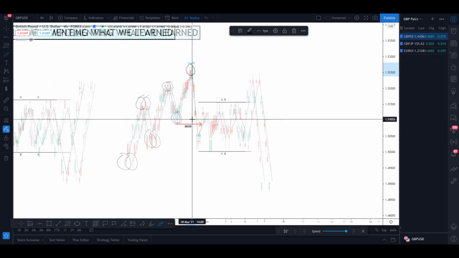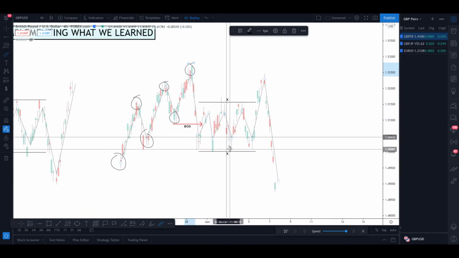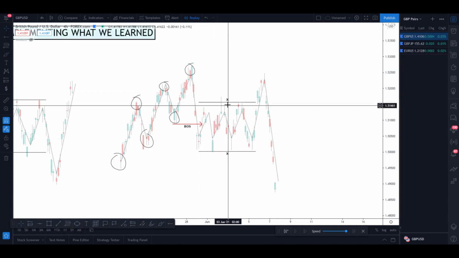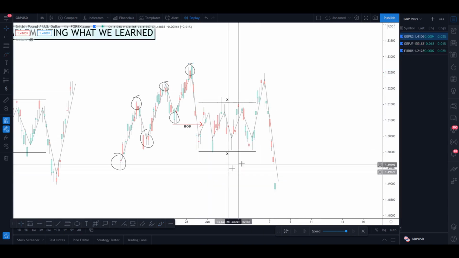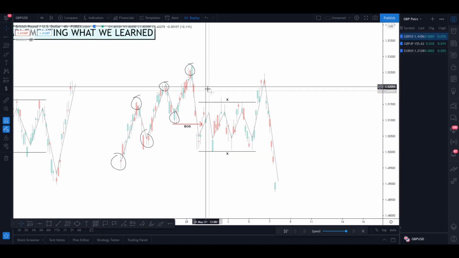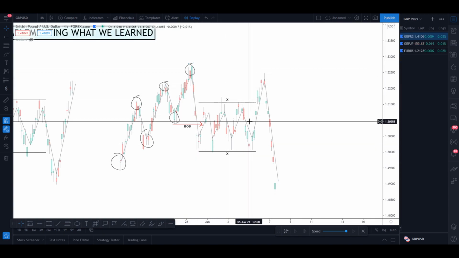Now from here, after we do break some structure, price manipulates. Now what does this manipulation identify? This manipulation identifies that there's money resting above and there's money resting below. And like I said before, if there is money resting above or below your point of interest or order block, then that increases the probability of your order block. Now let me tell you why.